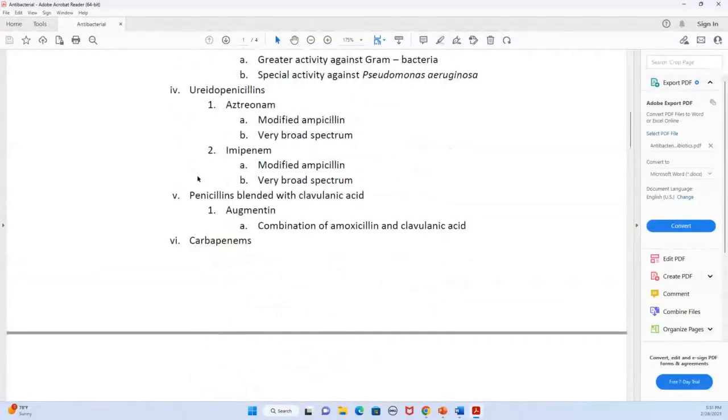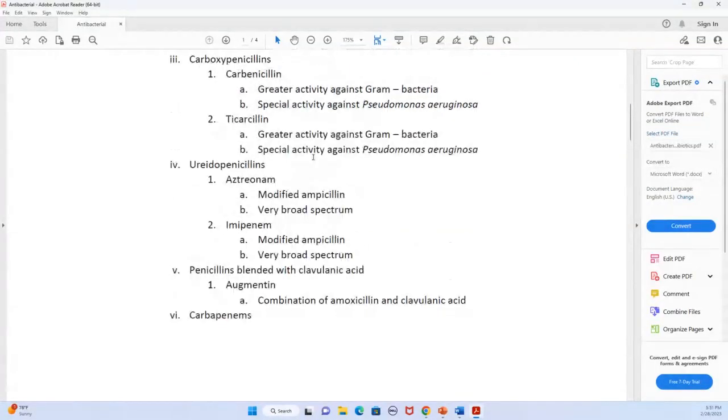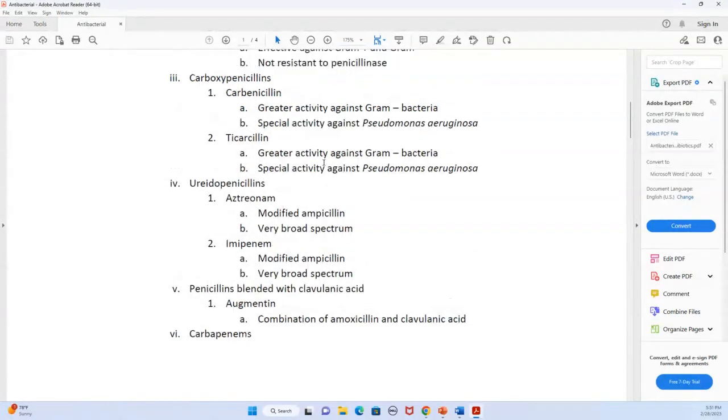Here's another one and another one. Actually, that got repeated for some reason, and I got to change that next time. It's actually listed here in another place. But these two are very broad spectrum. So again, these are modified ampicillin. Somebody said ampicillin, didn't they? Thought I saw it. Amoxicillin. Okay.